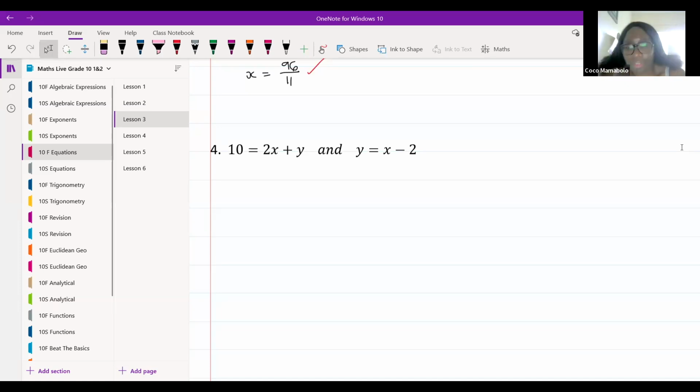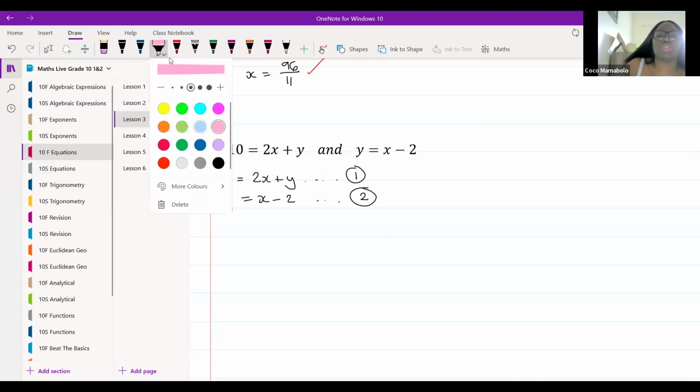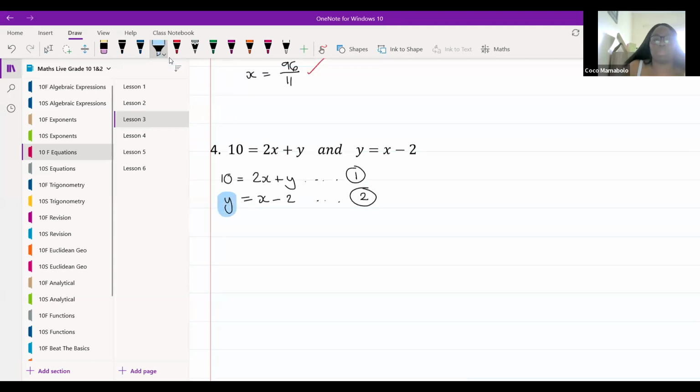Okay, so let's have a look at how we would answer these questions. First thing we know is that we must label these. I'm going to start with 10 is equal to 2x plus y, and I'm going to make that equation 1, and then y is equal to x minus 2. I'm going to name that equation 2. Luckily for us, in equation 2, y is already equal to something.